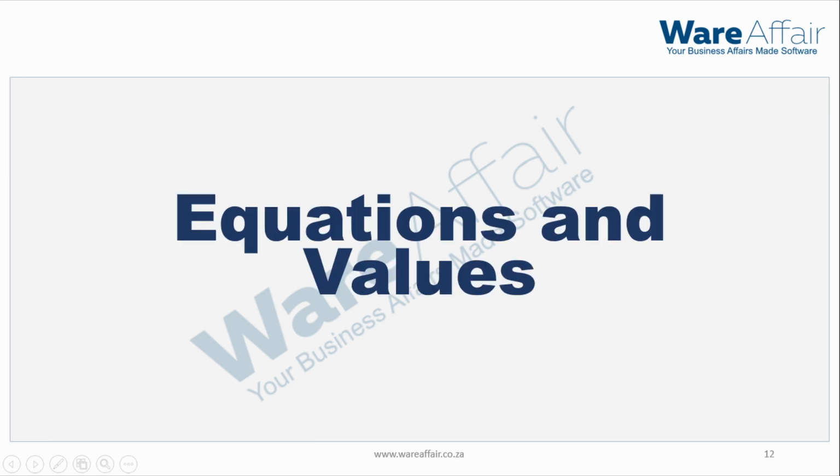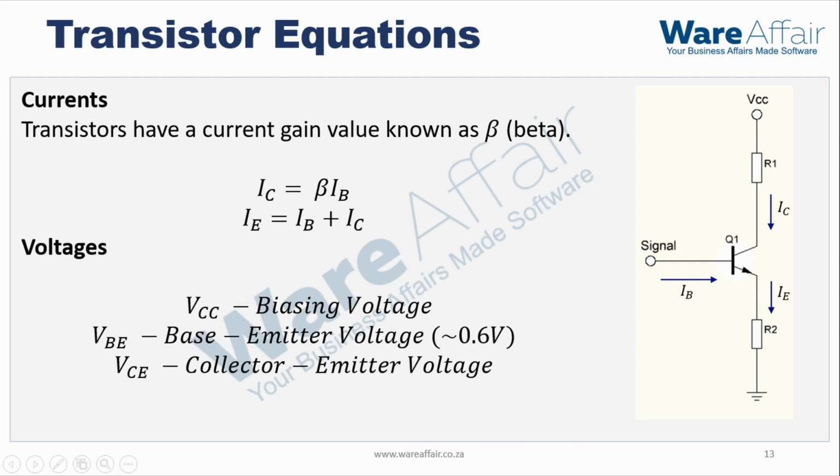Let's look at equations and values for transistors. For currents, transistors have a current gain value known as beta. In datasheets, this value is shown as HFE. The collector current is a product of beta multiplied by the base current. The emitter current is a sum of the base current plus the collector current.